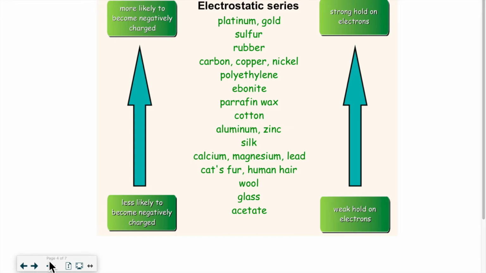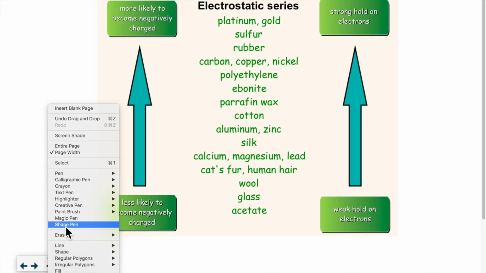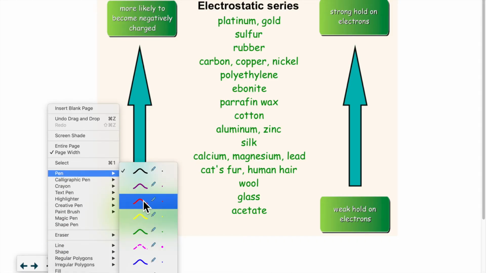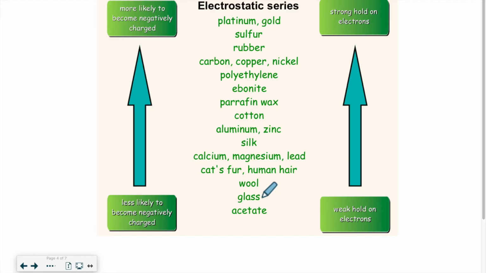So if, for example, I look at this chart, which is called the electrostatic series. What this chart says basically is that some substances will tend to gain more electrons and some will tend to give them up. So here it says more likely to become negatively charged, okay? And they have a strong hold on electrons. So they are holding on to their electrons very tightly. They will not give them up, but on top of it, they like electrons, so they'll tend to gain electrons.